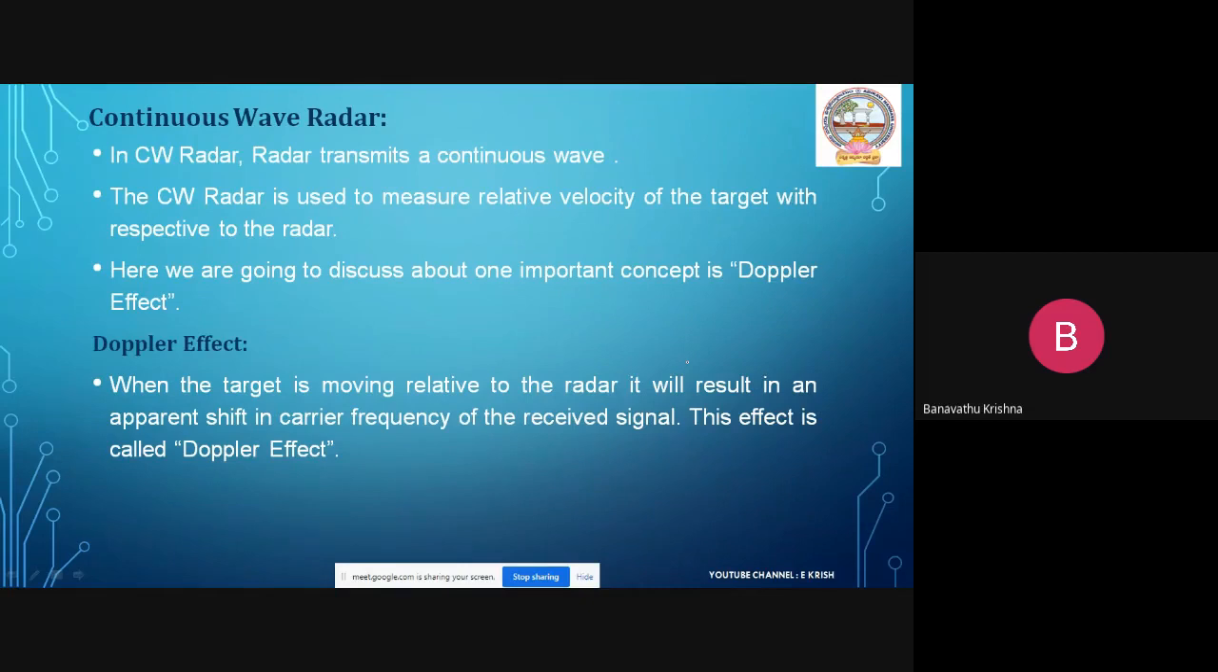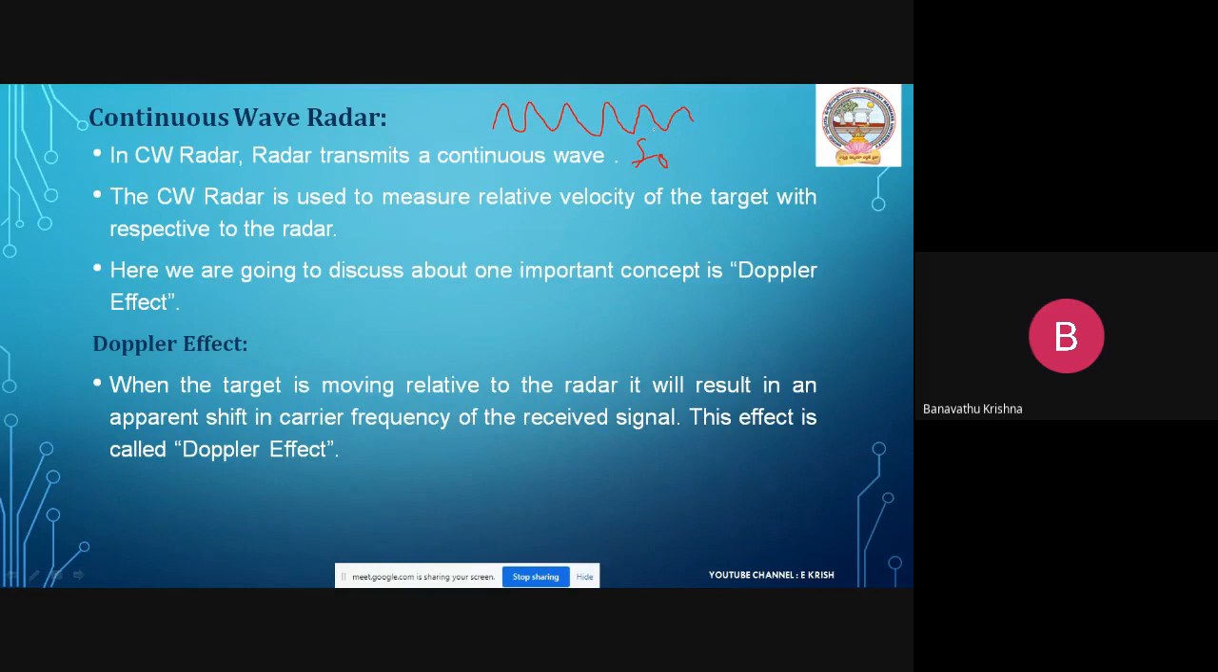So here, continuous wave radar. Continuous wave radar means it is transmitting the signal in a continuous manner, or continuously it is transmitting the signal. The signal is like this, the continuous signal. It is continuously going to transmit the signal through the transmitting antenna, with a frequency F naught.